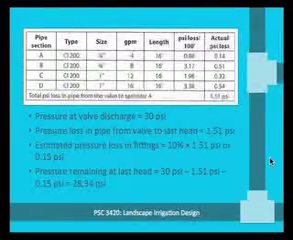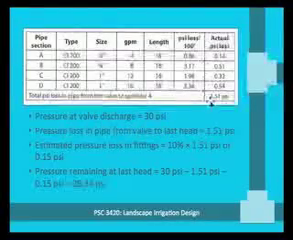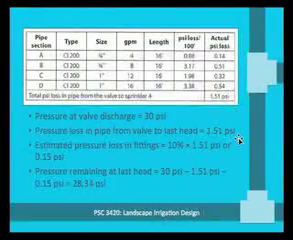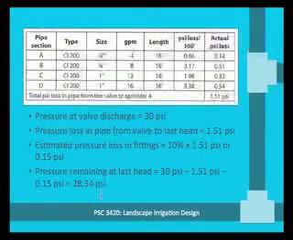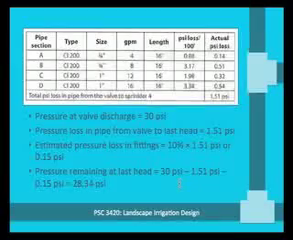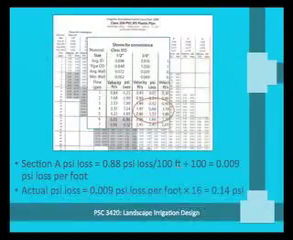So as you would work through this calculation, you'd look at the pressure at the valve, which was 30 PSI. The pressure loss in pipe you will have calculated, and it ends up being 1.51 PSI. Estimated pressure loss in fittings, 10% times that 1.51, or 0.15 PSI, and then you put it all together, ending up with 30 PSI minus 1.51 PSI minus 0.15 PSI for a total of 28.34 PSI at that last sprinkler.